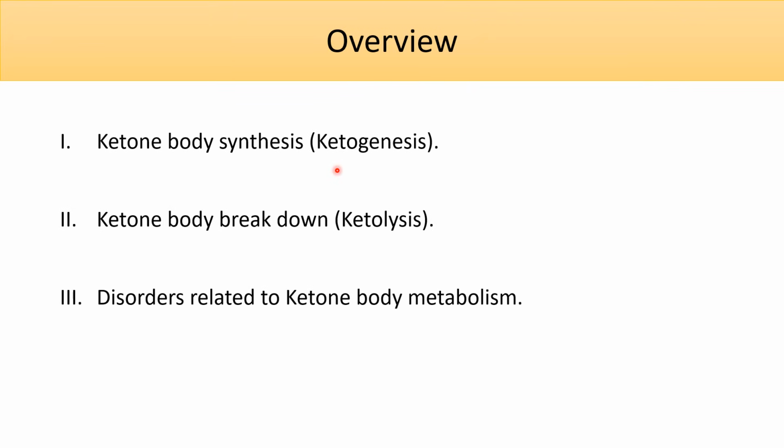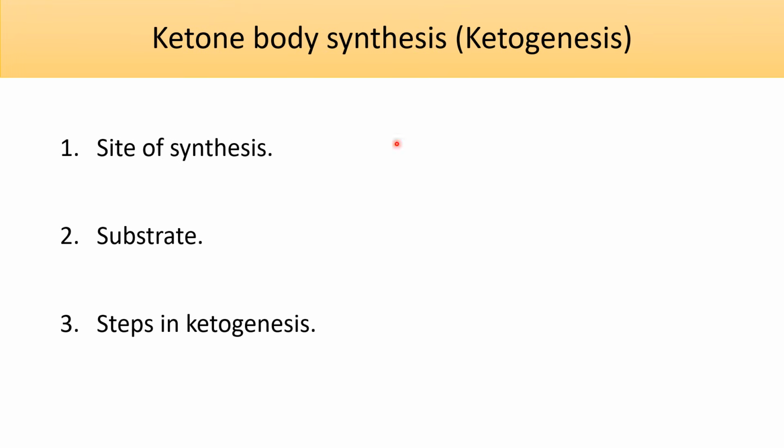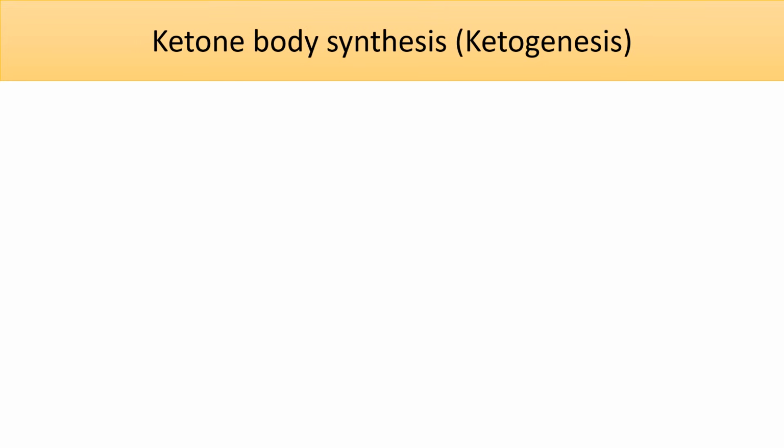We'll start with ketogenesis. Ketogenesis can be asked as a separate 5-mark question. If it is asked as a 5-mark question, you have to first write down where it is produced, which substance is required for its synthesis, and what are the steps involved in ketogenesis. Let's start with the site of synthesis. Ketone bodies are produced in the liver, in the mitochondria.